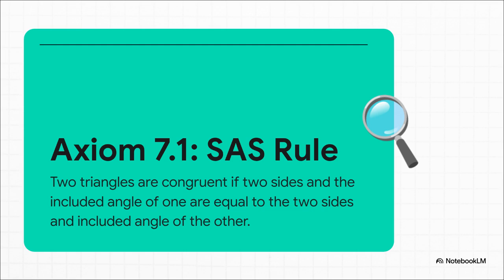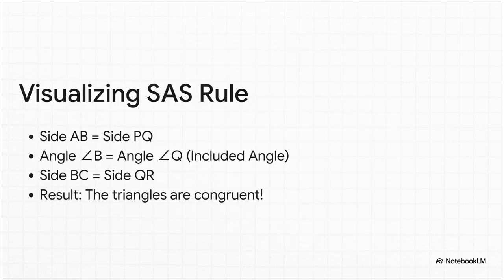Now, the most important thing here, the thing you absolutely have to remember, is that the angle must be included. That means it has to be sandwiched right there between the two sides you're looking at. Just think of it like a sandwich. You have a side, then the angle, then the other side. Let's look at this picture to really get it.